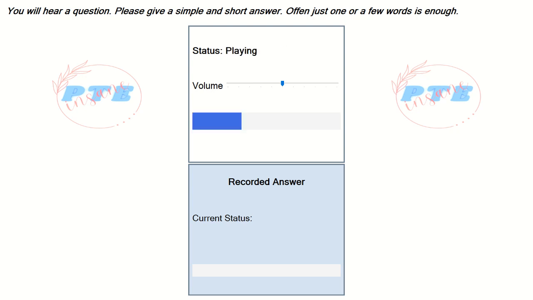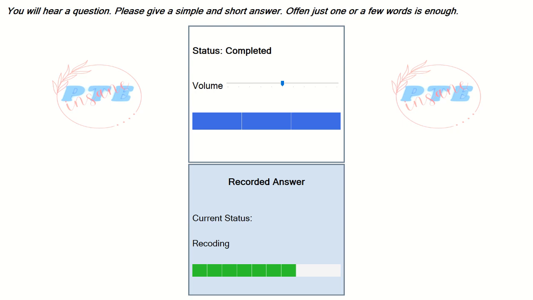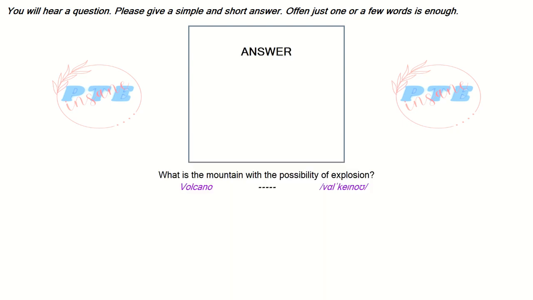What is the mountain with the possibility of explosion? Volcano.